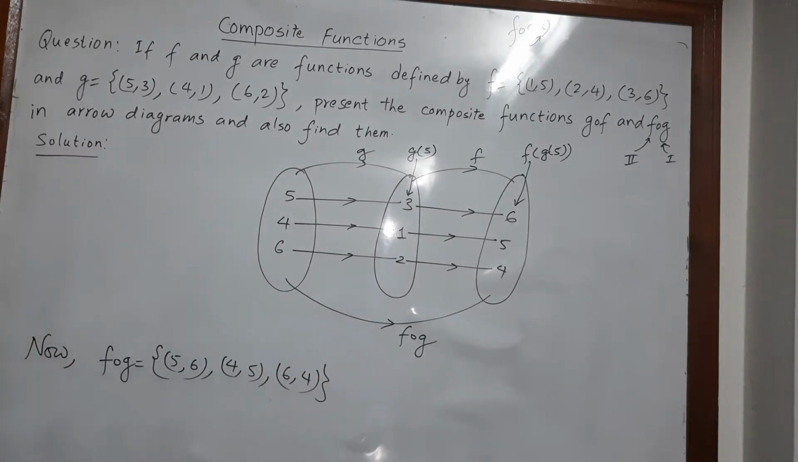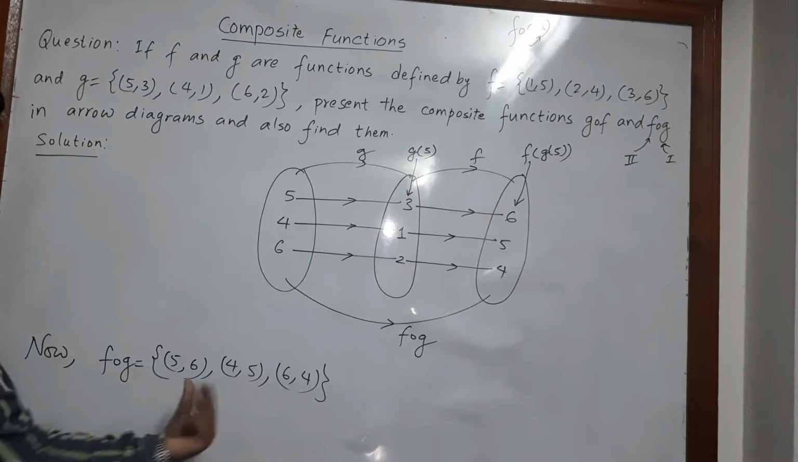In this way we can find the function f of z. So if two functions are given in ordered pair form, then we can represent composite functions by using an arrow diagram, and we can write the composite functions in this way.